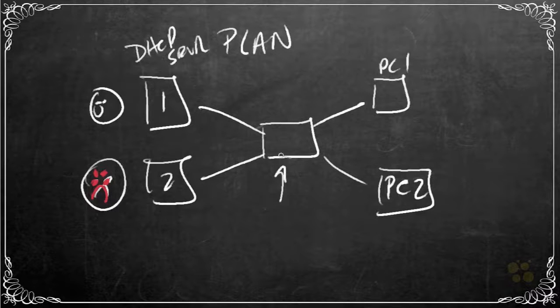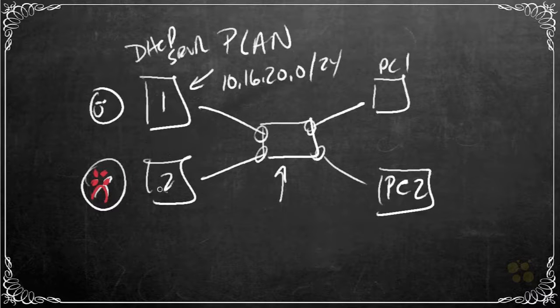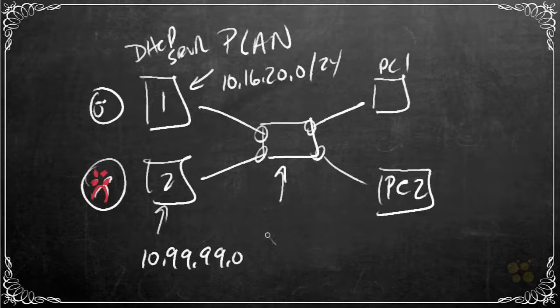And if we just bring up a new switch, all the ports will be in VLAN 1 by default. So they're all going to be in the same VLAN. And then for our plan, for this DHCP server, let's go ahead and use the IP addressing space of 10.16.20.0 with a 24-bit mask. And for this DHCP server, let's have it hand out IP addresses from the 10.99.99 network, so it's very obvious which clients get what. And we'll make PC1 and PC2 both DHCP clients.